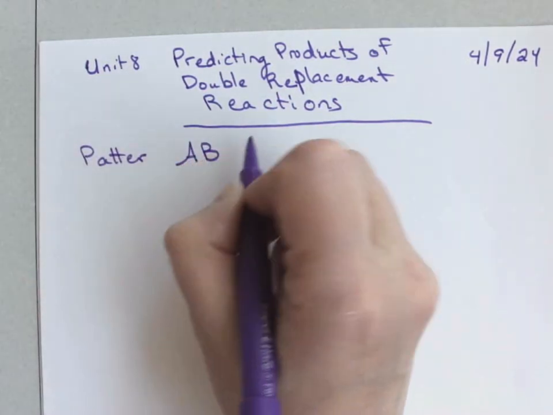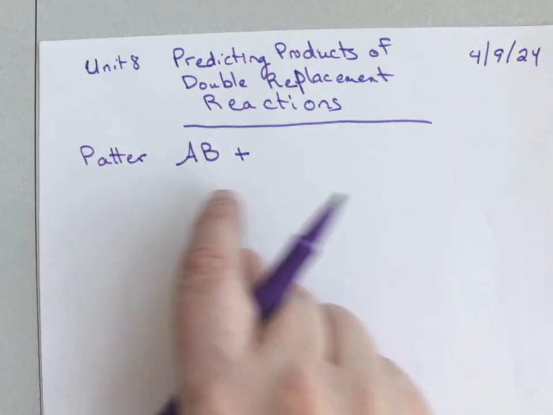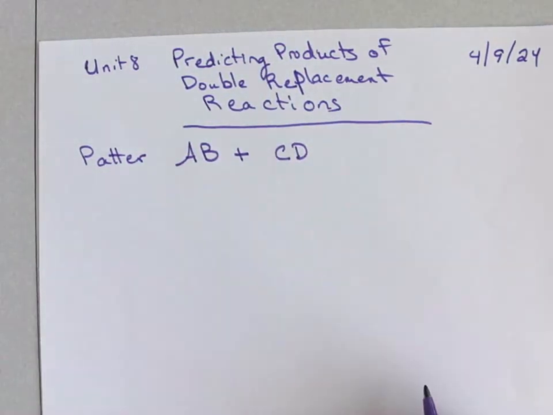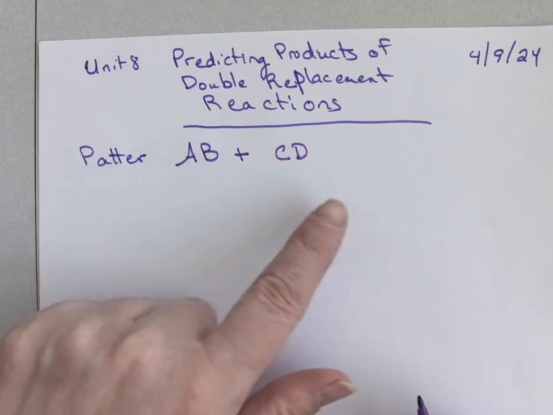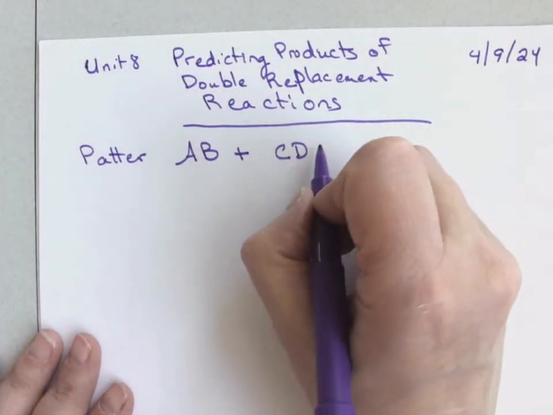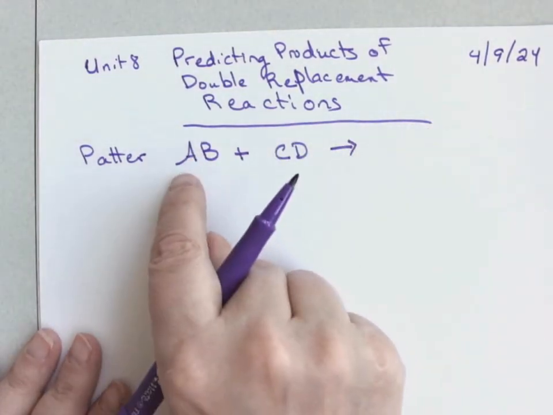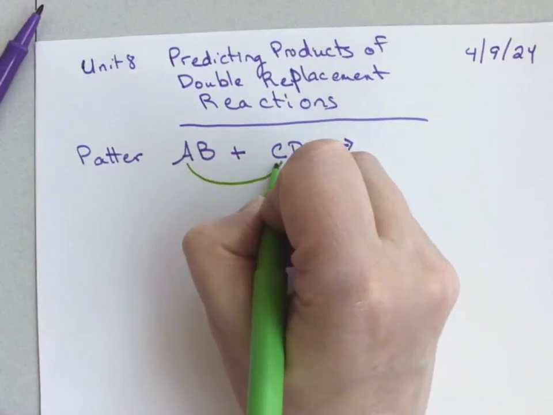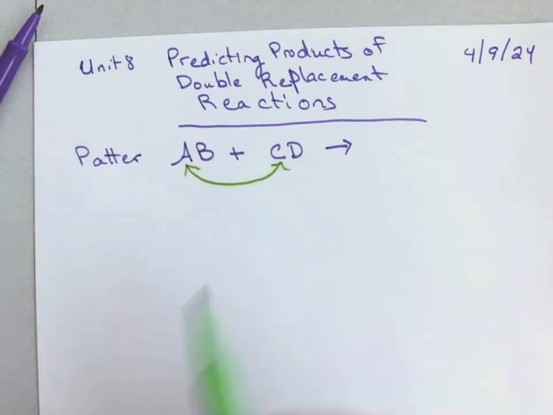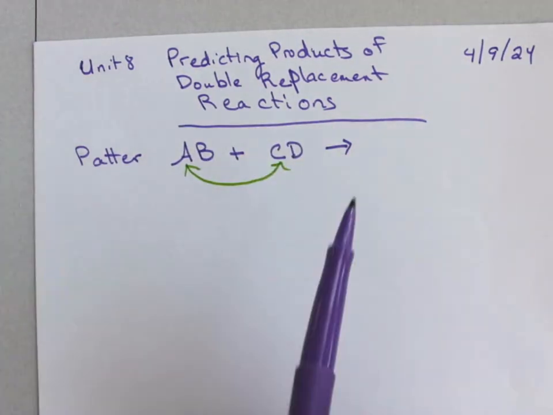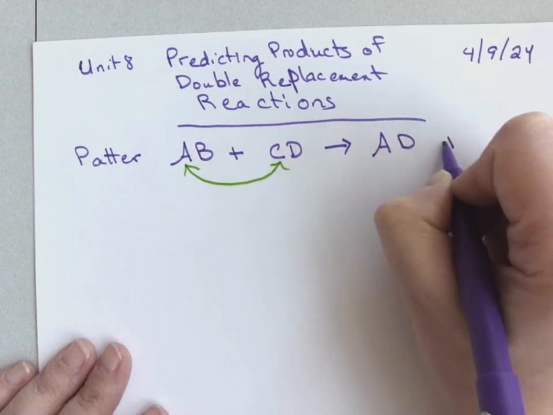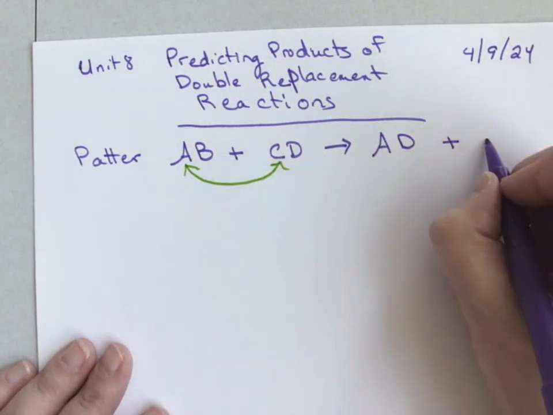Remember, you have A and B together, so double replacement has 2 compounds, where single replacement has one compound and 1 single element. And then they're going to switch partners. So A and C will swap partners. Now A will be with D and C will be with B.